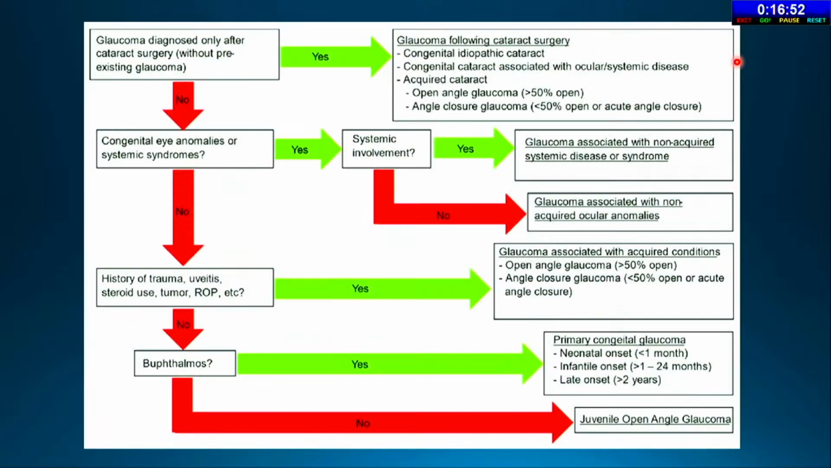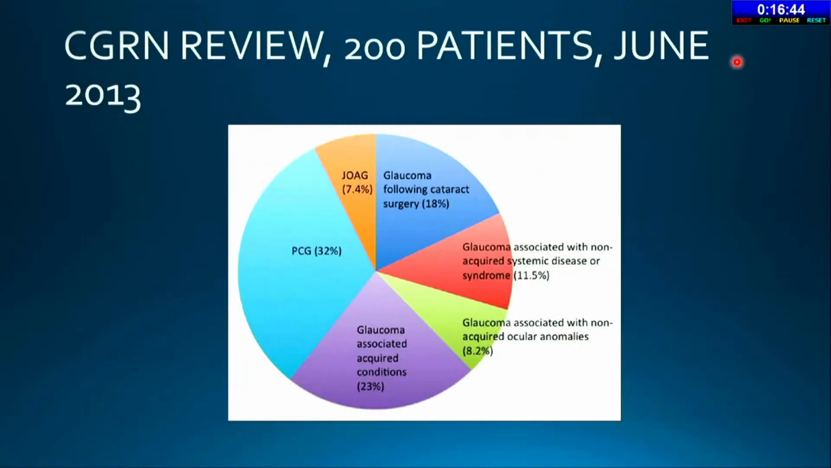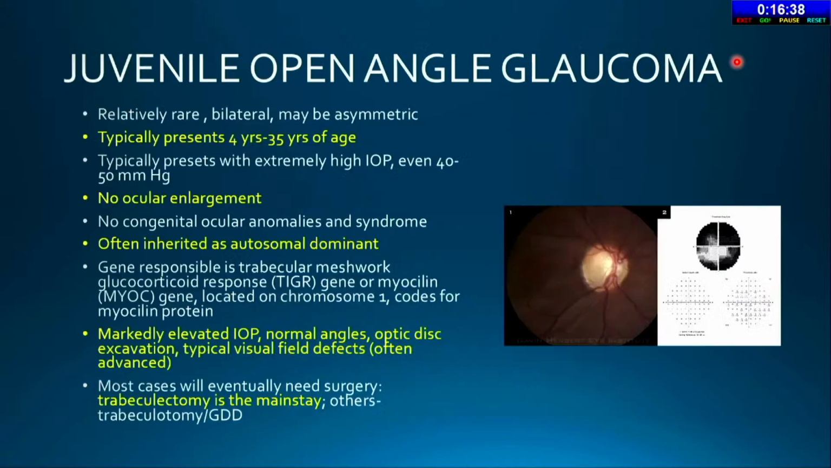And regarding the glaucoma associated with non-acquired systemic disease or syndrome, important causes would be Down syndrome and Sturge-Weber syndrome. Now, to classify these glaucomas into the particular category, it's not difficult if you do a comprehensive eye examination and take a proper history. Now, what is the most common type out of all these types of glaucomas? The primary congenital glaucoma, the PCG, is the most common type. We will discuss PCG in detail as it is the most common, but I will just touch upon the other common secondary glaucomas or other types of developmental glaucomas that you see.